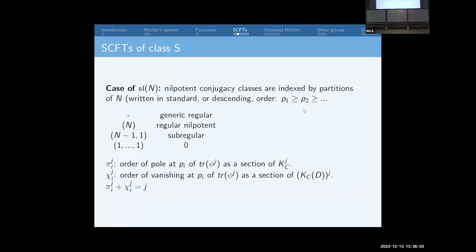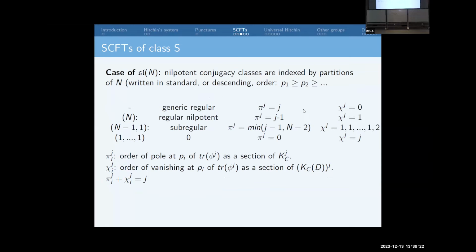Okay. So one amazing thing about this basic case, type A, the SL_n case, is that you can compute these things and they give you complete information. So here's what you do. You have some partition.